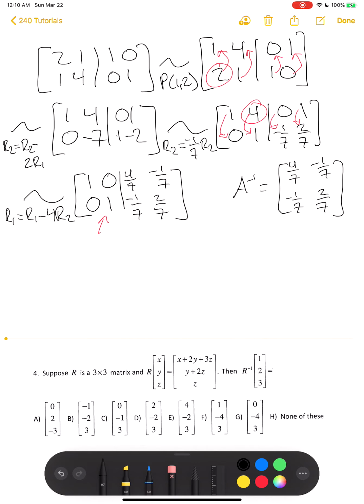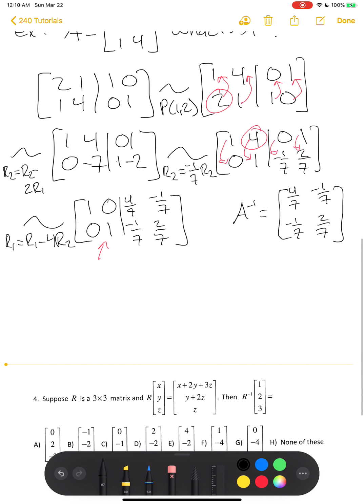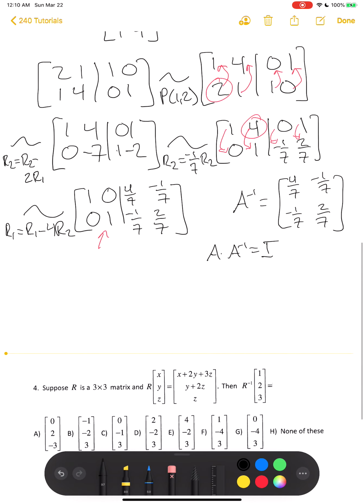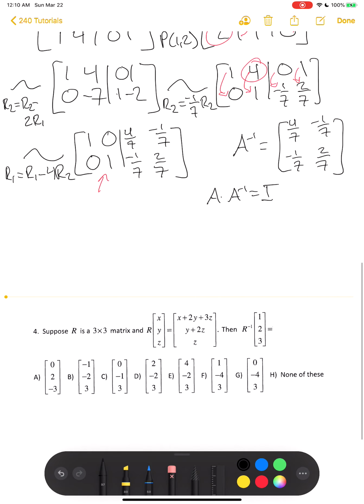Okay, great. The cool thing about inverses is they're actually pretty easy to check. If you have the time on an exam, you're able to just plug A inverse back into its exact definition. So A times A inverse should give me identity. So you're allowed to check if you wish. And it should work out. In this case, it will.